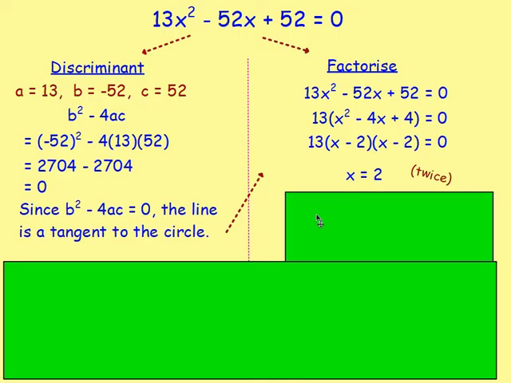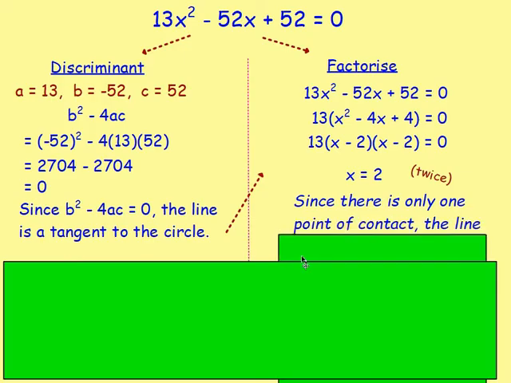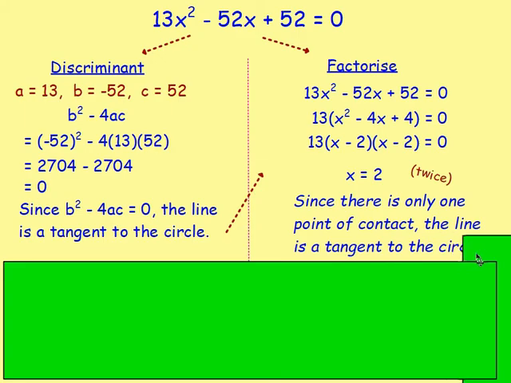So you could also, if you didn't go down the discriminant route, you could also just have factorized, but then once you get to the end here for factorizing, you would have to say that since there is only one point of contact, when x equals 2, the line is a tangent to the circle. Remember, a tangent touches the circle just in one place, at one point, and the only point we have is x equals 2.